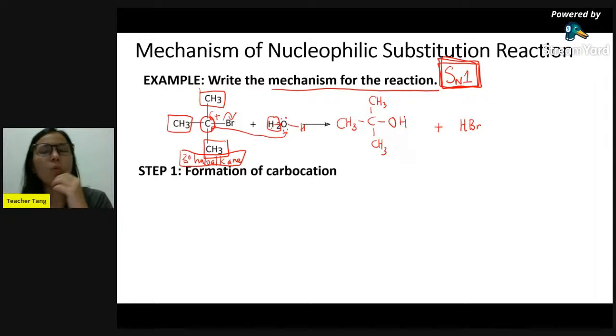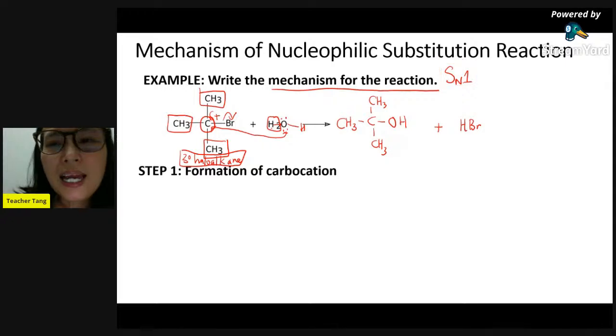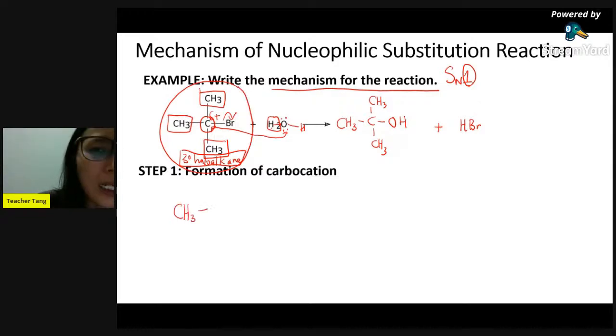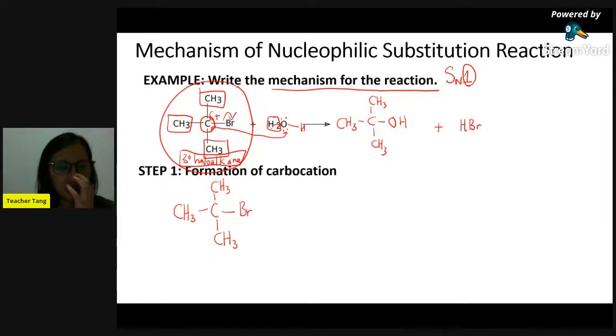So how to draw the SN1 reaction mechanism? Remember, SN1 means that only the haloalkane is involved. Step number 1 only involves the haloalkane. Only one means one species is involved at the rate determining step, that is the haloalkane. That's why in step number 1, you only need to draw the haloalkane first.